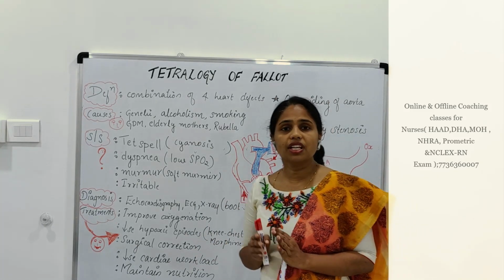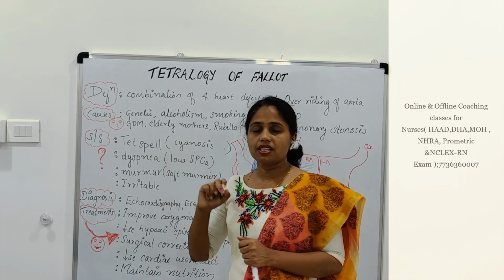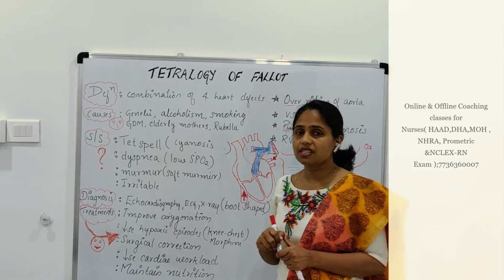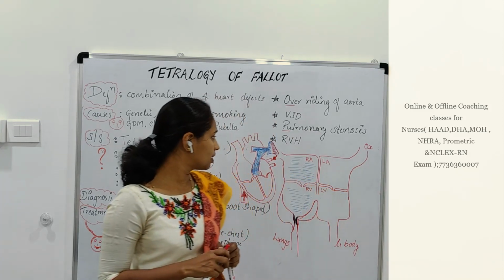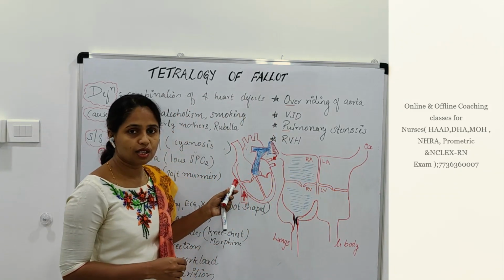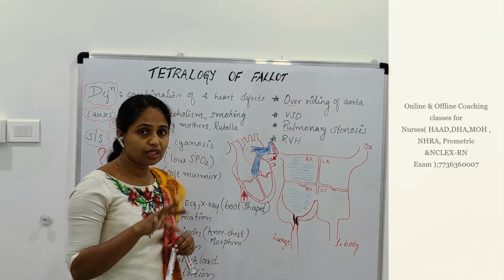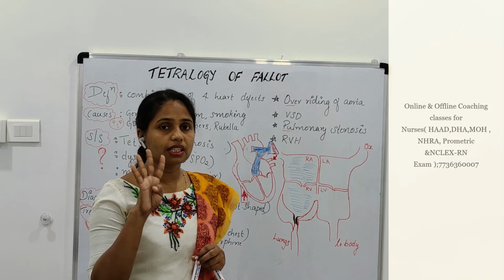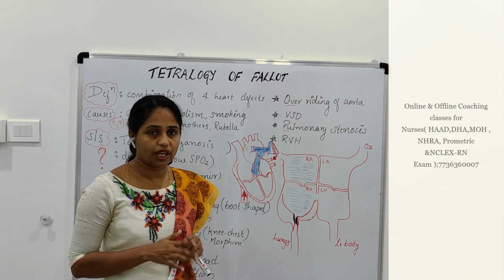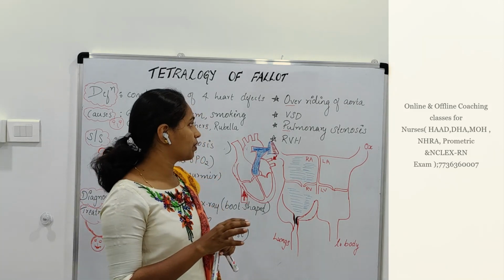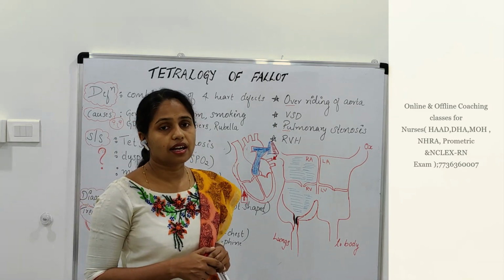So next I will explain the signs and symptoms. Before explaining signs and symptoms, let me first explain the pathophysiology. Look at this, a heart with Tetralogy of Fallot. Already, Tetralogy of Fallot means 4 congenital defects: overriding of aorta, ventricular septal defect, pulmonary stenosis and right ventricular hypertrophy.